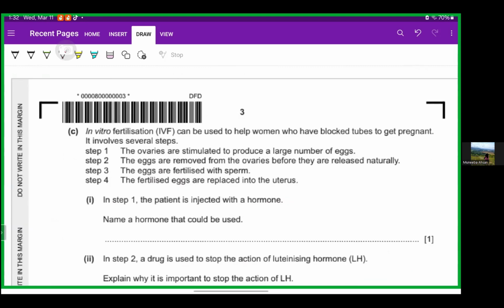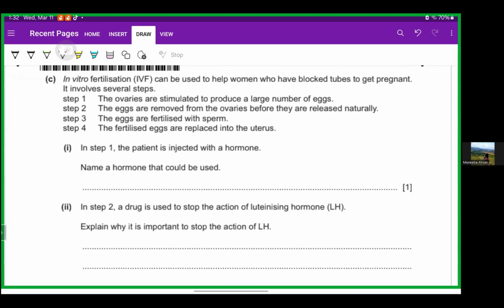Okay, in part C, in vitro fertilization, which is IVF, can be used to help women who have blocked tubes to get pregnant. It involves several steps. Step one, ovaries are stimulated to produce a large number of eggs. Eggs are removed from the ovaries before they are released naturally. So before ovulation occurs, the eggs are extracted from the ovaries, and then the eggs are fertilized with the sperm, and the fertilized eggs are replaced into the uterus.